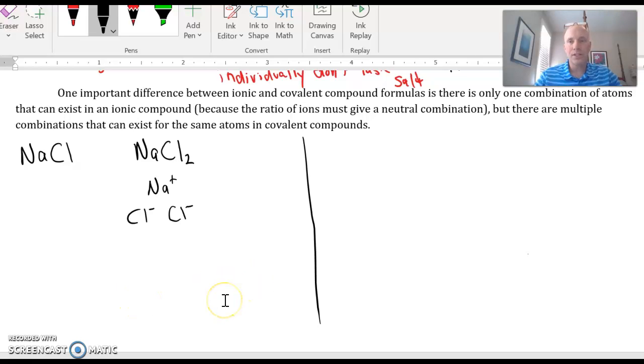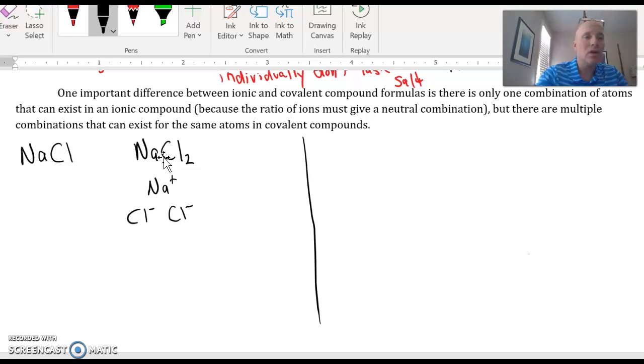Okay, another difference between ionic formulas and covalent formulas is that within ionic compounds, there's only one combination of atoms that can exist, or only one ratio that can exist between atoms in an ionic compound. This isn't entirely true, and we'll talk about why in just a little bit. But for right now, why are we making this claim? Remember, what has to be true about an ionic compound is that the ions have to combine in a ratio that overall gives us a neutral compound.